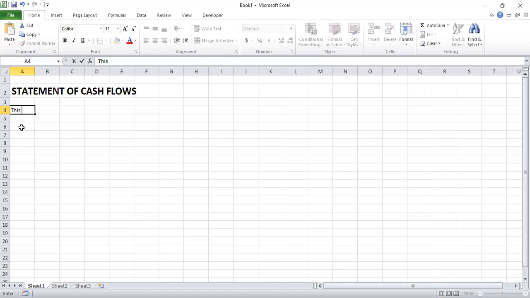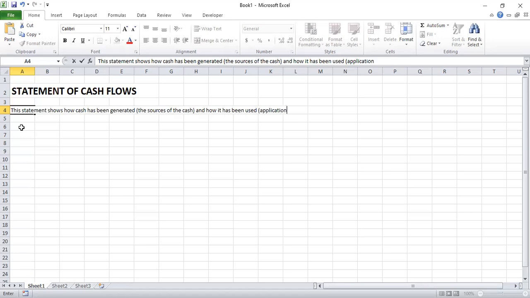So this statement shows how cash has been generated. That is the sources of the cash. And how it has been used. Application of the cash. Right. It is reported under three headings.